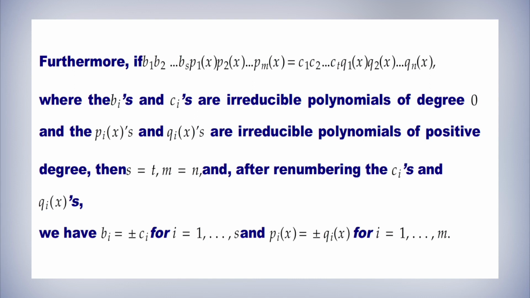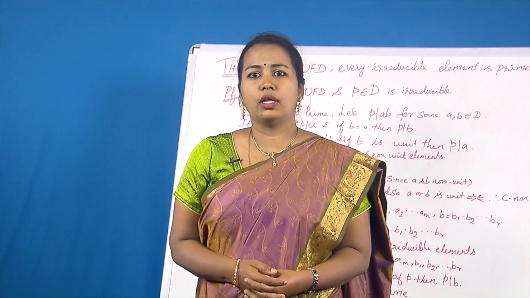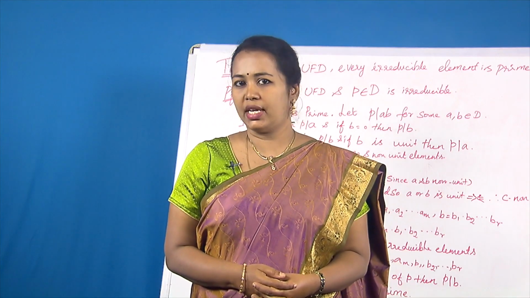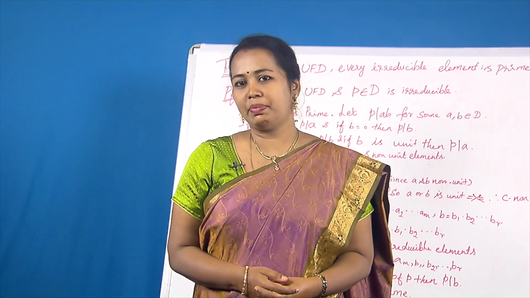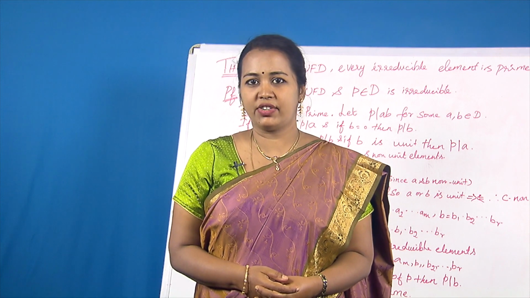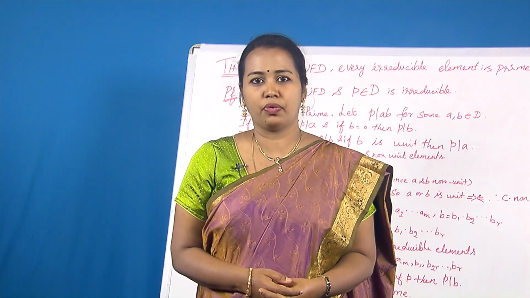equal to N, and after renumbering the Ci's and Qi of x's, we have Bi is equal to plus or minus Ci for i equal to 1, 2, and so on up to S, and Pi of x is equal to plus or minus Qi of x for i equal to 1, 2, and so on up to M. The proof of the following theorem was originally given by Gauss. Since the proof is quite long, we will be skipping the proof, but the interested reader can refer to the content for the proof.